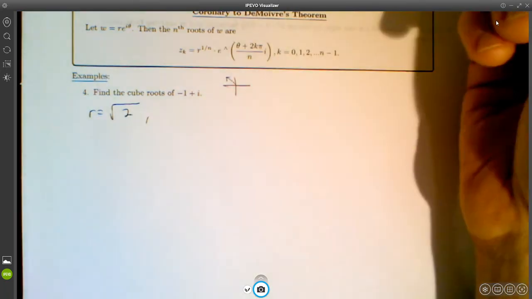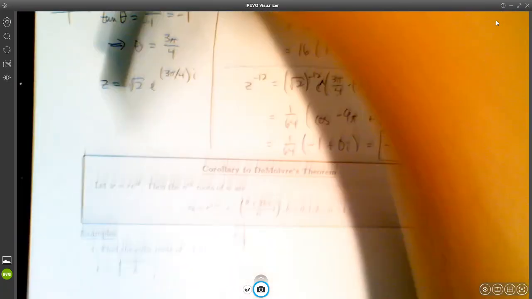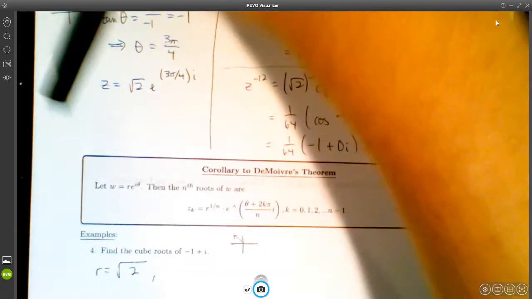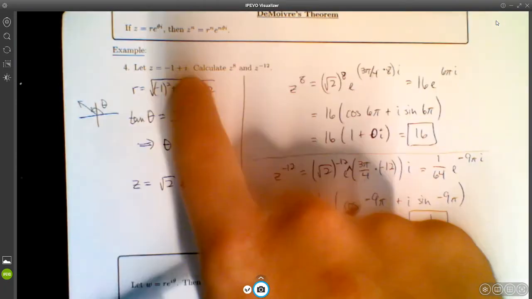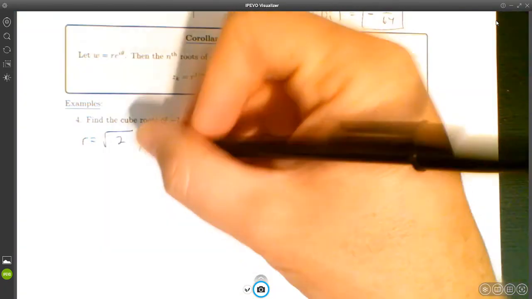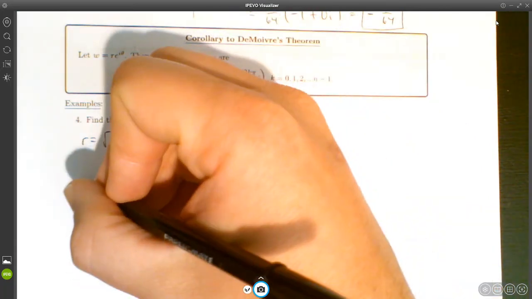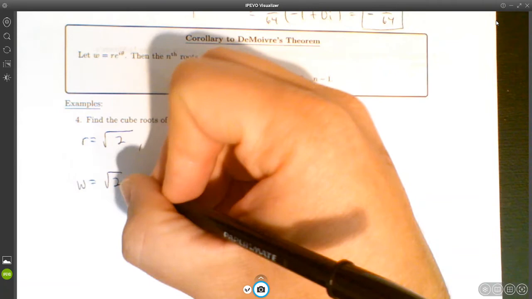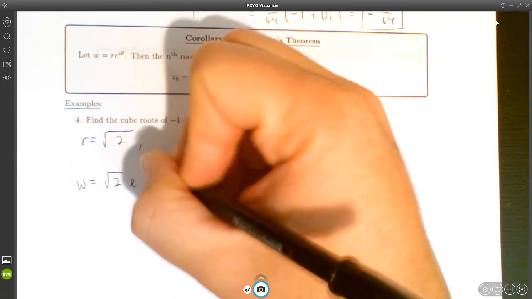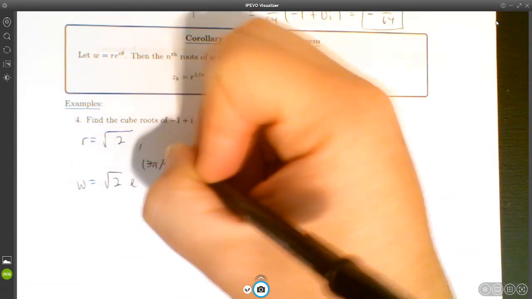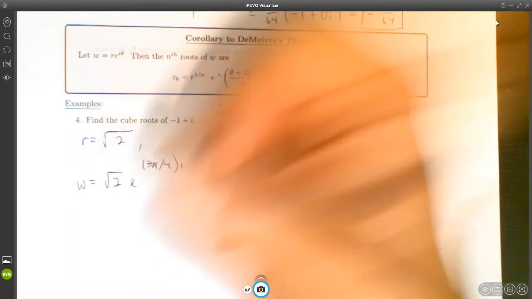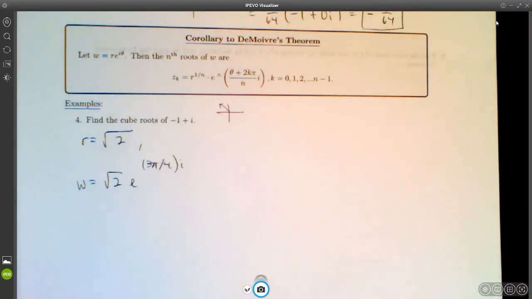I think I just did this one. Oh, we just did this one. This was example 4, right? It's the same number as in example 4, negative 1 plus I. So I already know that the polar form of w is going to be root 2 times e to the 3 pi over 4 I. Okay? So there's the polar form of that number.